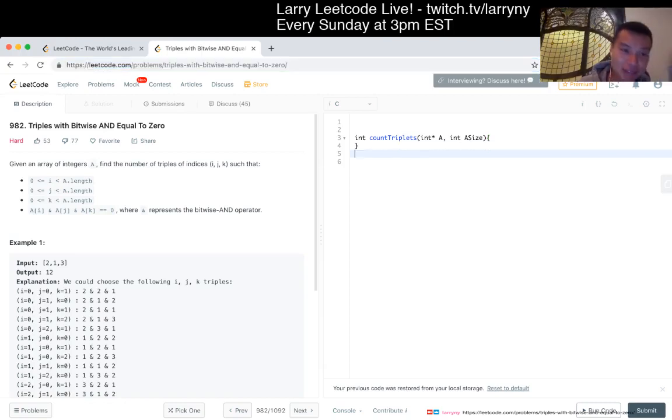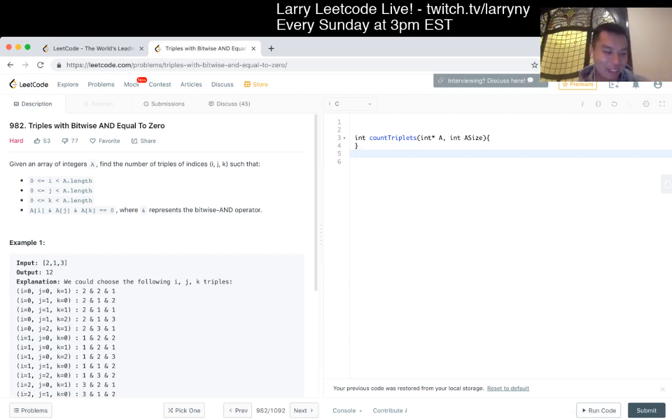Yeah, so it's problem 982, Triples with Bitwise AND Equal to 0. I had an n cubed solution that I optimized a little bit by using C, which is kind of fun and amusing in a different way, but definitely not something I was happy with or proud of.